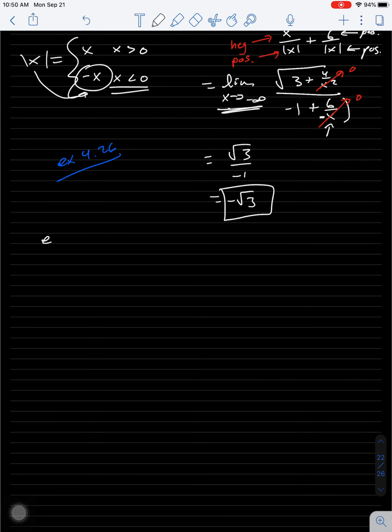Next classification is when we've got e to the x. We've got exponentials. Okay, and the trick here is going to be to divide each term by e to the x. So here's an example.